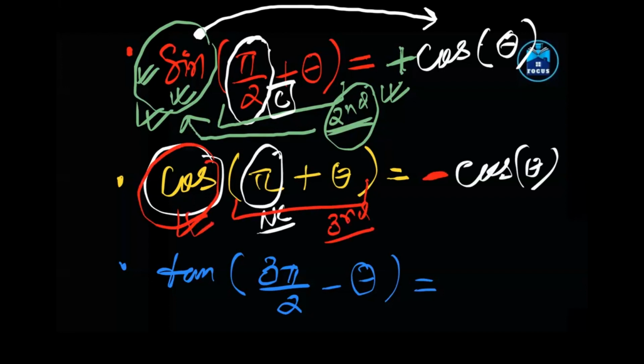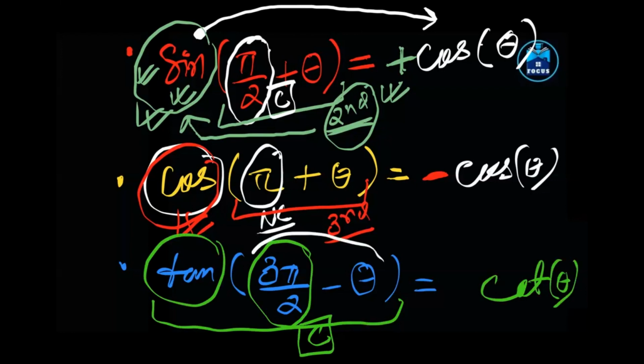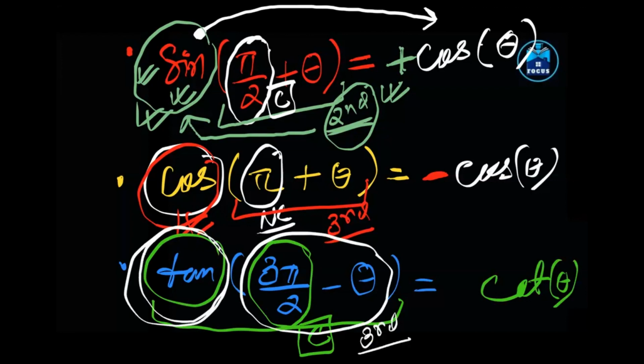Next question is having 3 pi by 2, which is a change type of question. Tan simply changes to cot theta. And then you have to identify which quadrant this is. 3 pi by 2 minus theta is third quadrant. Third quadrant is positive for tan. Our question is in the format of tan, so we will get a plus sign over here.